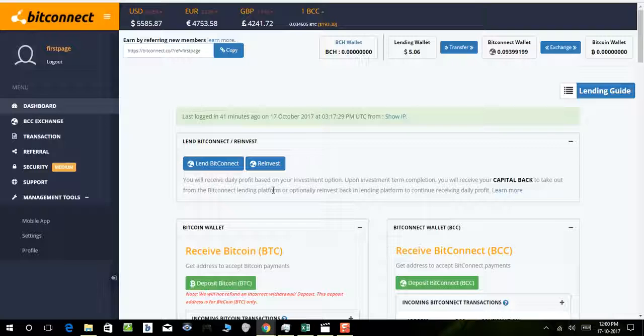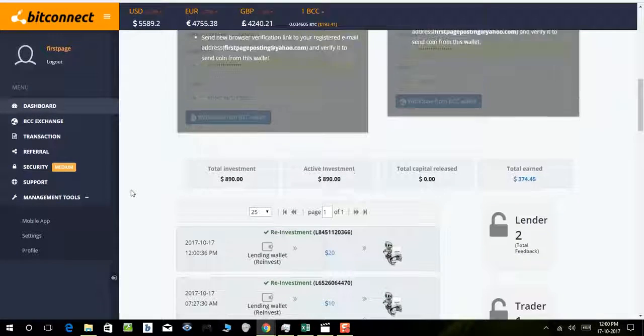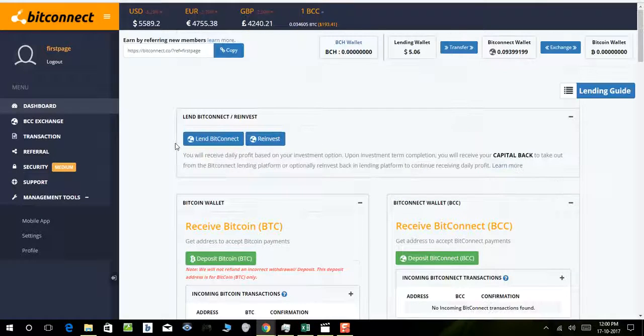Success. That's done. So now we refresh the page. I have $5 in my lending wallet, and now my total investment lending, what I'm lending out, is now $890. Okay? Now, instead of 870.